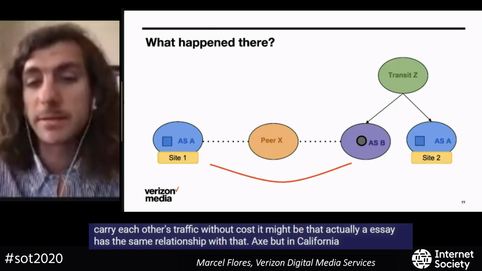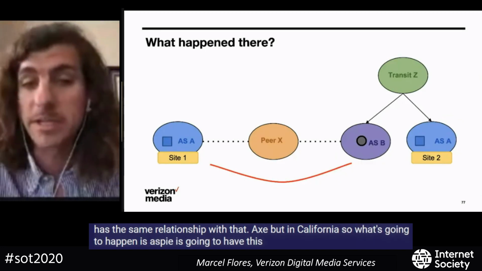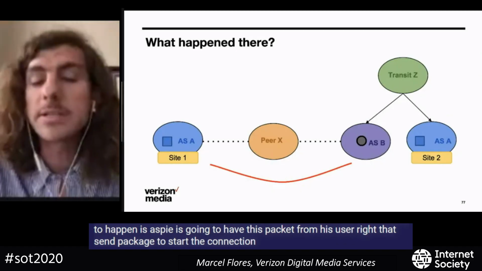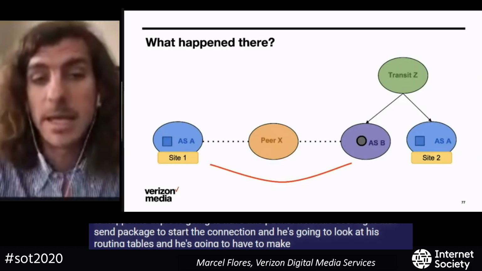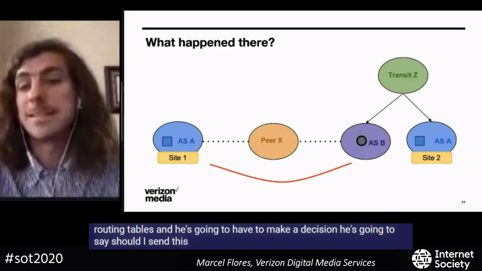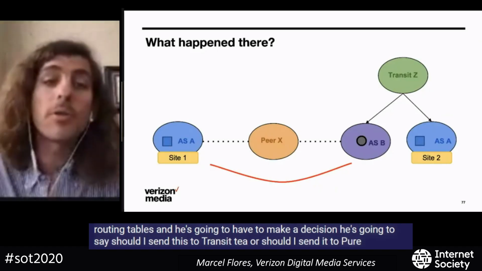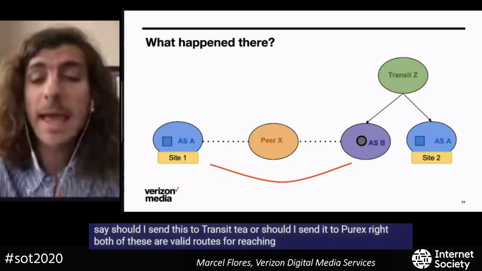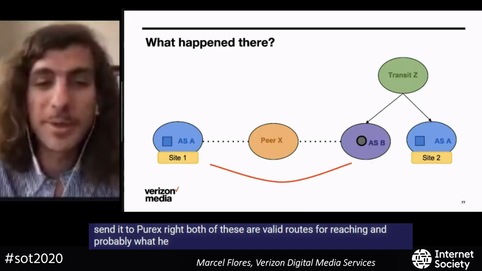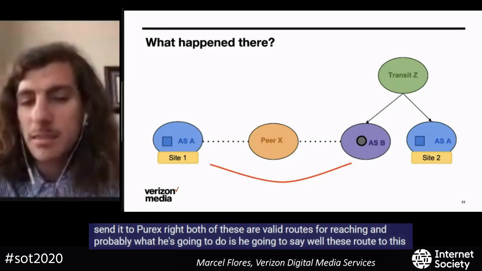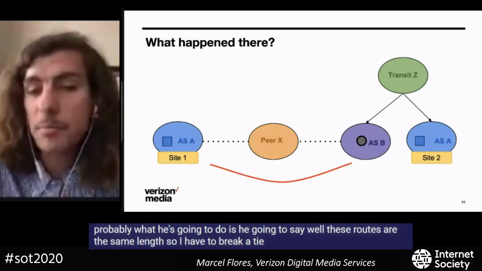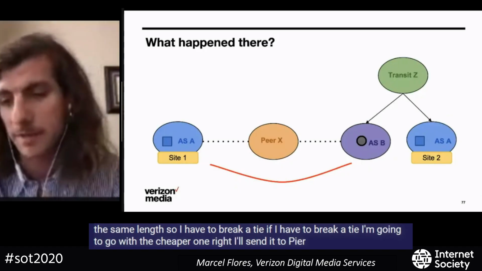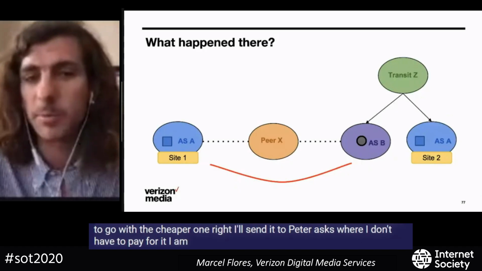So what's going to happen is ASB is going to have this packet from his user, that SYN packet to start the connection. He's going to look at his routing tables, and he's going to have to make a decision. He's going to say, should I send this to Transit Z or should I send it to Peer X? Both of these are valid routes for reaching ASA. And probably what he's going to say is, well, these routes are the same length, so I have to break a tie. And if I have to break a tie, I'm going to go with the cheaper one. I'll send it to Peer X where I don't have to pay for it, and everybody will be happy.